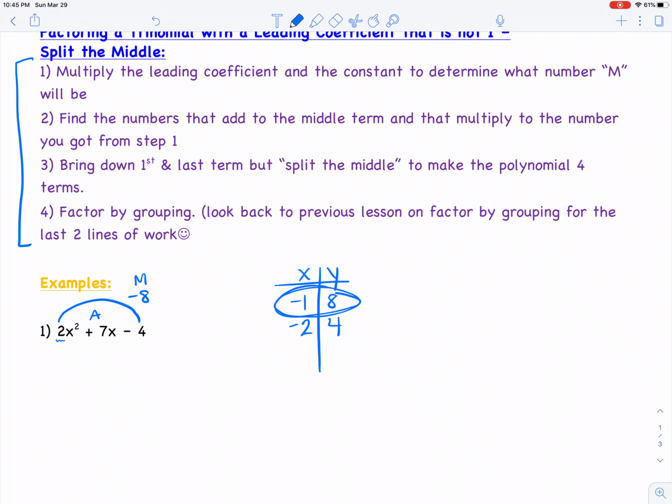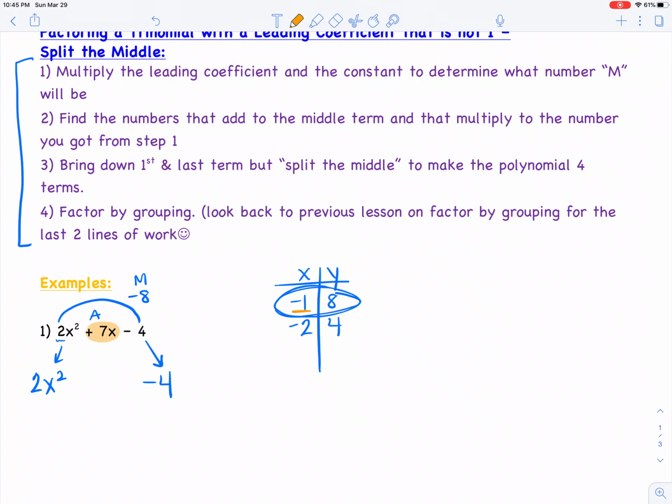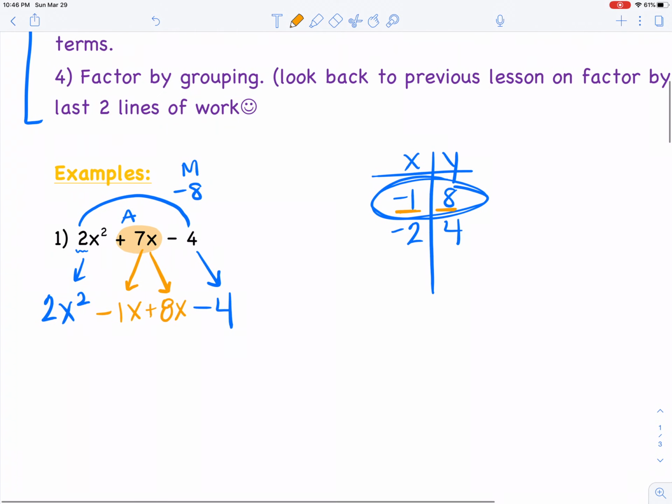Step 3, I'm going to bring down the first term, 2x squared. I'm bringing down the last term, -4. I am doing what's called splitting the middle. So that plus 7x is now going to become 2 terms whose coefficients are the -1 and the 8. So -1x and positive 8x now becomes the middle. I split the middle into 2 terms. So this line is now equivalent to the line above it, but there's 4 terms instead of 3.